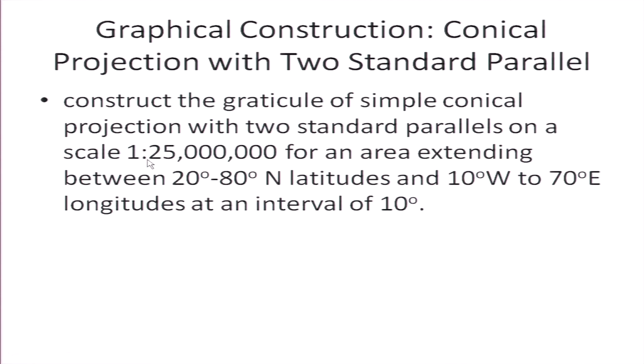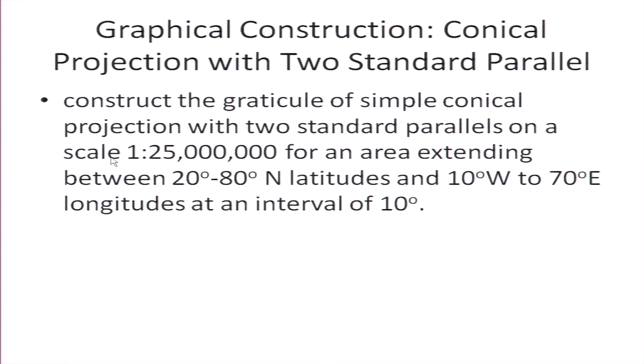So the question is, construct the graticule of simple conical projection with two standard parallels on a scale of 1:25 million for an area extending between 20 degree north to 80 degree north latitude. This is the latitudinal extent given in the question, and 10 degree west to 70 degree east longitudes, and the interval between the longitudes and latitudes is given as 10 degrees.